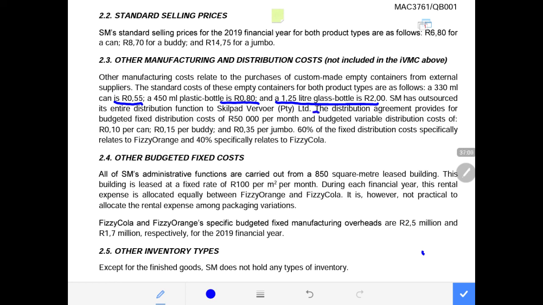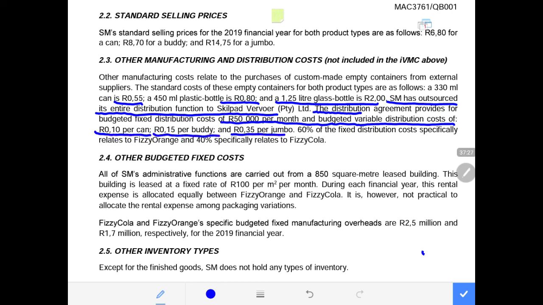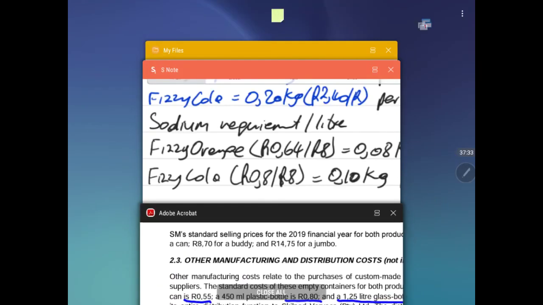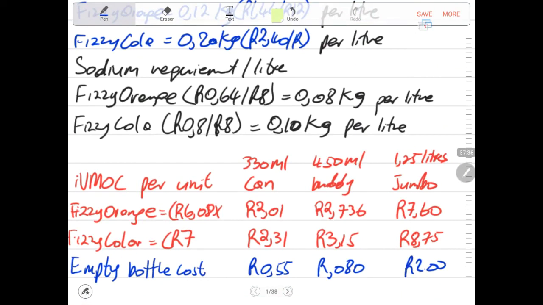Then it further says that the distribution, SM has outsourced its entire distribution function to Skillpad V4 PTY LTD. The distribution agreement provides for the budgeted fixed distribution cost of 50,000 rands per month and budgeted variable distribution cost of 1 rand per can, 15 cents per body, and 35 cents per jumbo. Let me take the variable cost, then after deal with the fixed cost later on, because we have the break-even point requirement. Now we have our distribution cost.